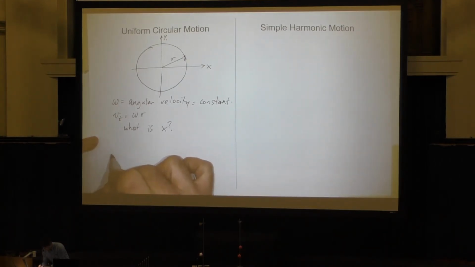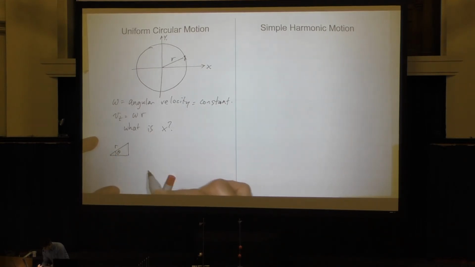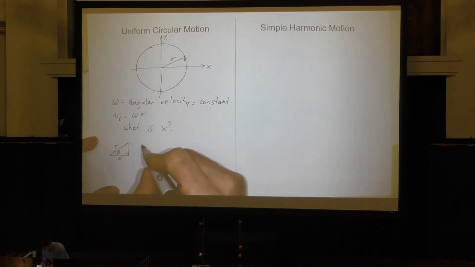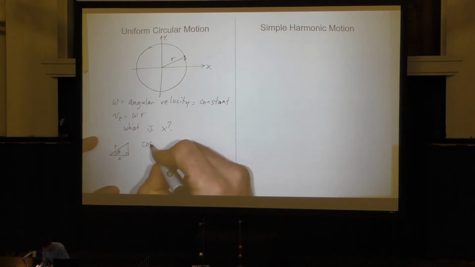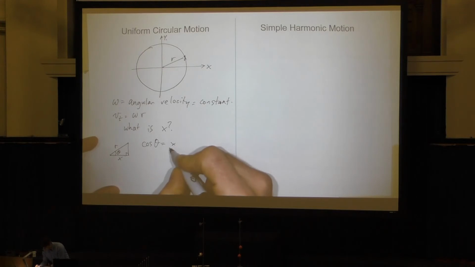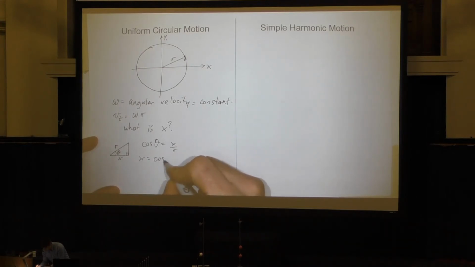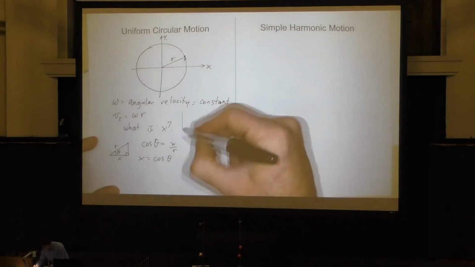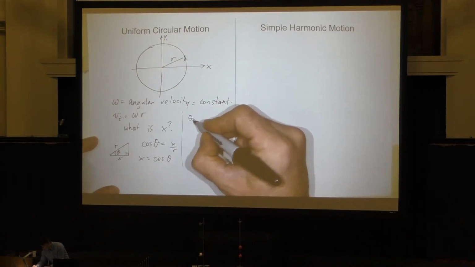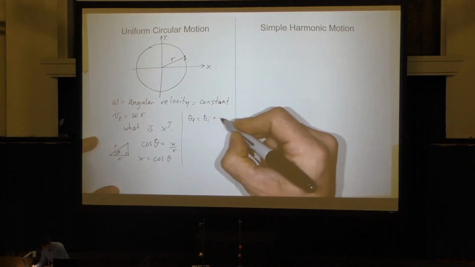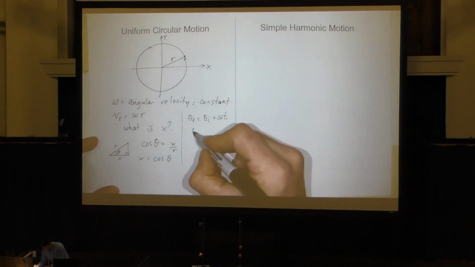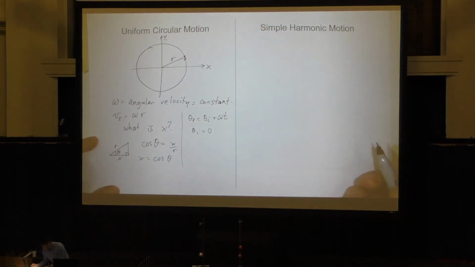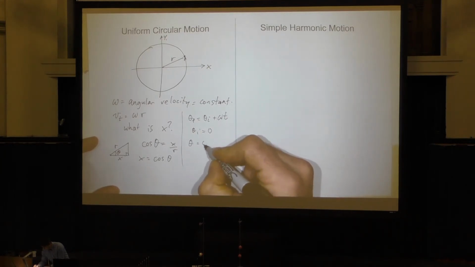Well, here's your r, here's your little theta, here's your right angle, here's your x. So I think that actually the cosine of theta is equal to x divided by r, so x is equal to r cosine of theta. And also we have that theta final equals theta initial plus omega times time. And if theta initial equals 0, because you start at the x-axis, then theta is equal to omega times time.